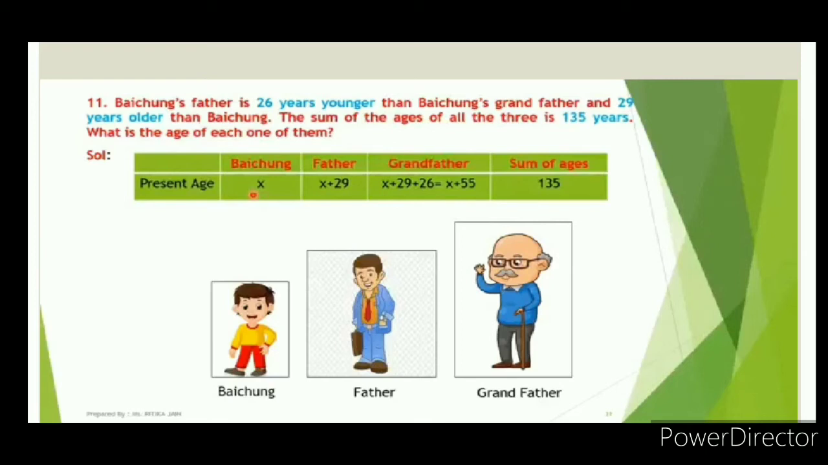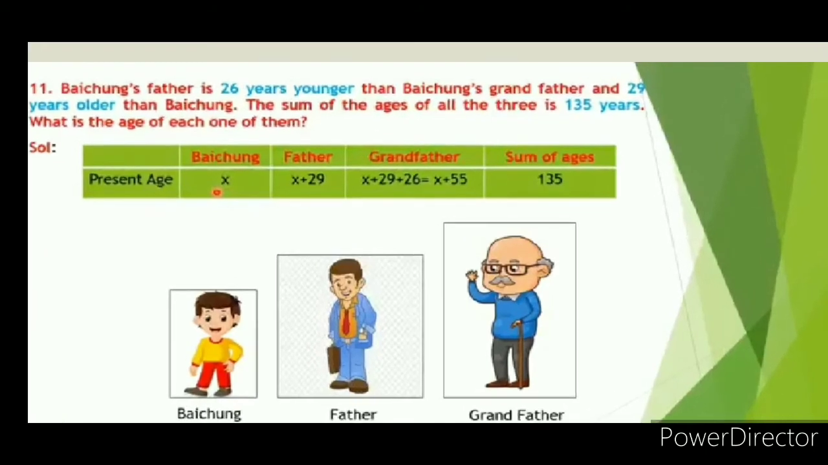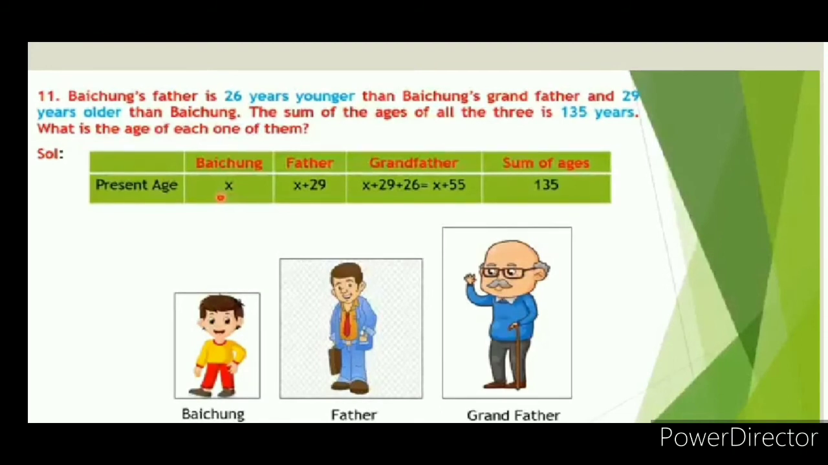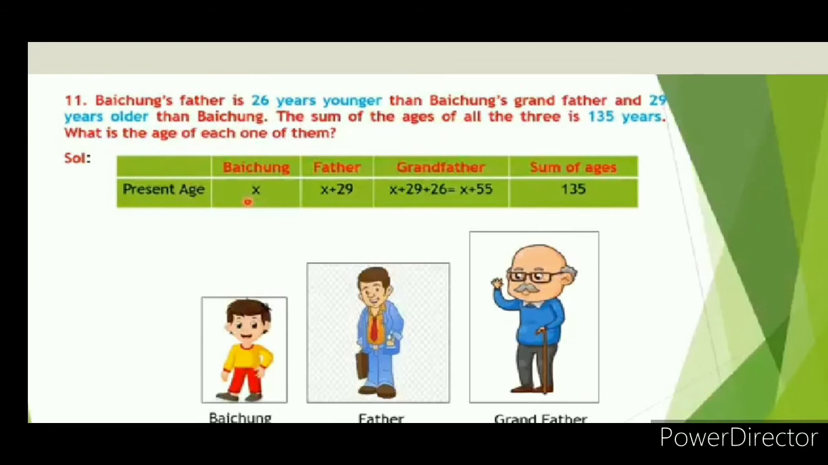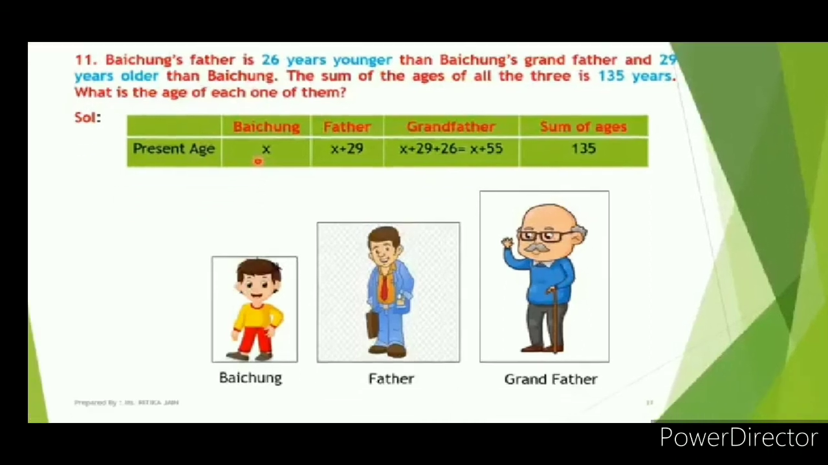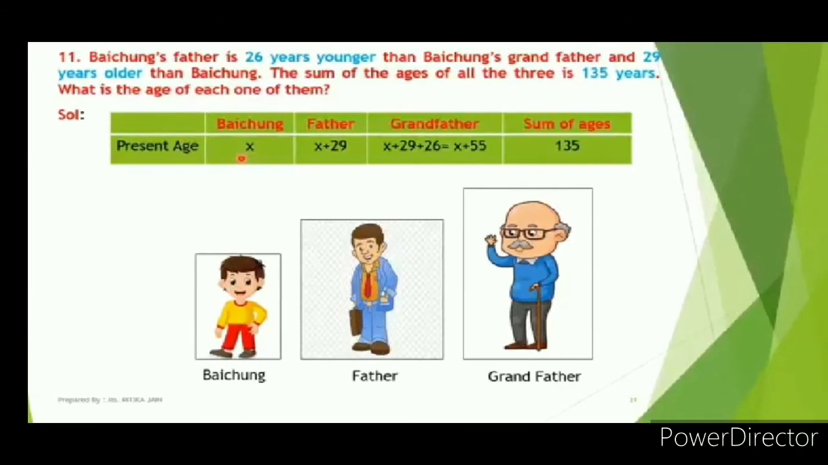It is regarding age. See, what is going on in the question? Baijung's father is 26 years younger than Baijung's grandfather and 29 years older than Baijung. The sum of the ages of all the three is 135 years. What is the age of each one of them? Here in the question they have given three persons' ages: one is Baijung, and next his father and his grandfather. We should add all of these three persons' ages and equalize to 135. It is our question, right children?